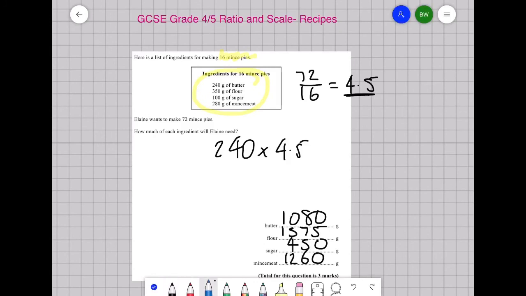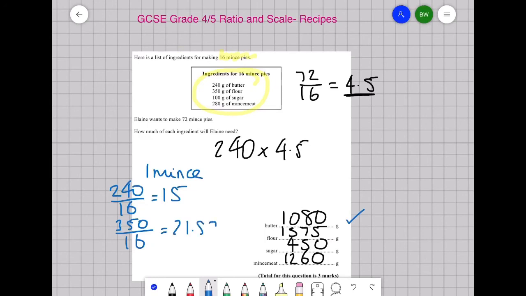Now another way that I could do that is to work out how much of each ingredient I would need for one mince pie. So I could divide each one by 16, so 240 divided by 16 is 15, and then scale it up, so 15 times 72 will get me 1,080. Now I'm going to do that to check. So 350 divided by 16 gets me 21.875, and I'm going to times that by 72 now, and that gets me 1,575.